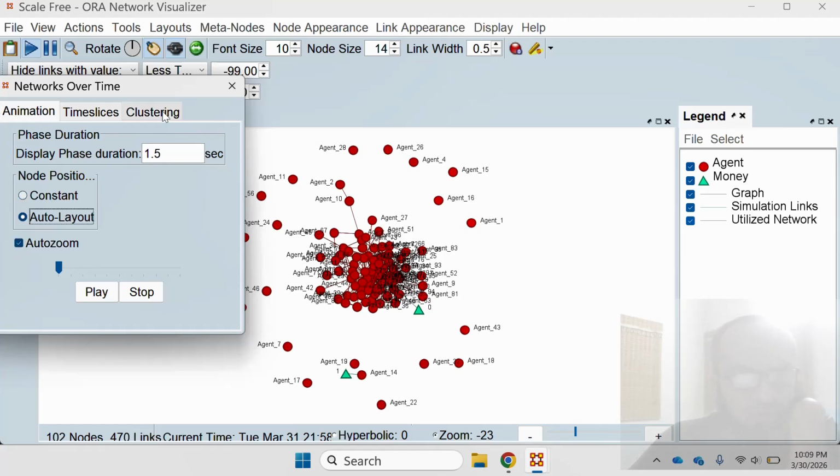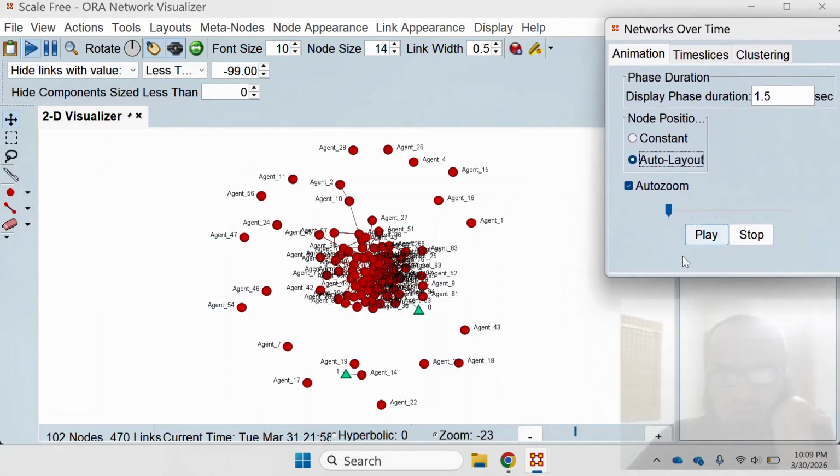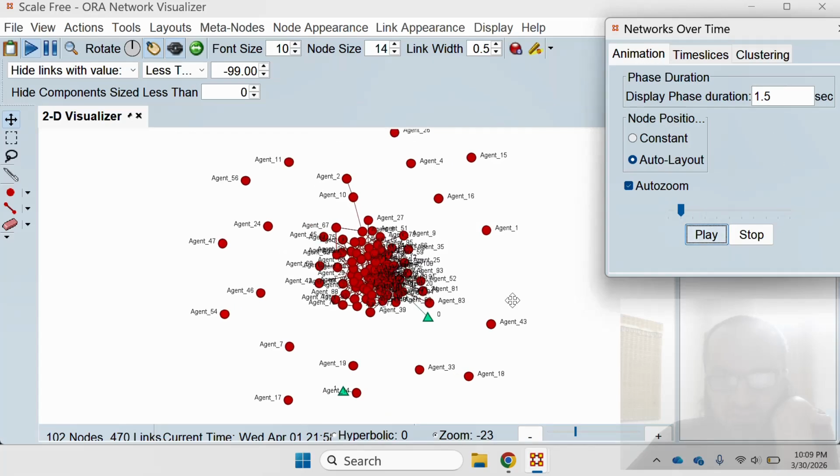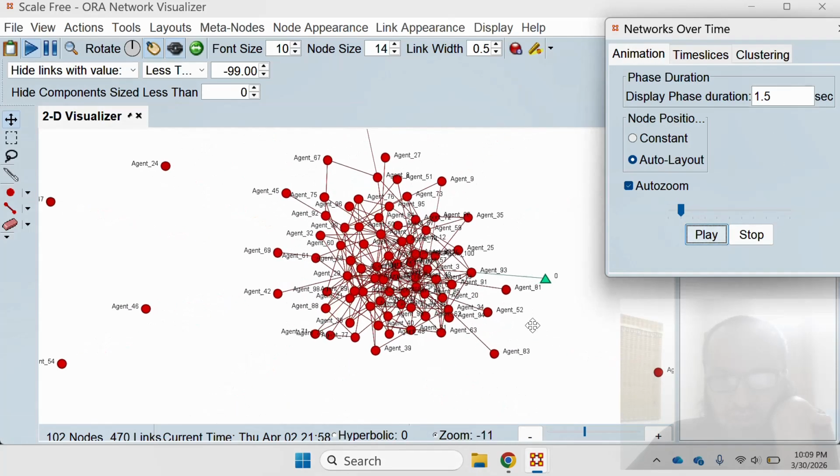Auto zoom, auto select, and now I say play. So every 1.5 seconds it is showing us how it is.